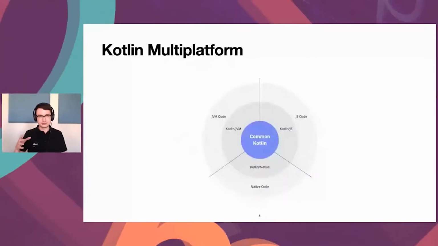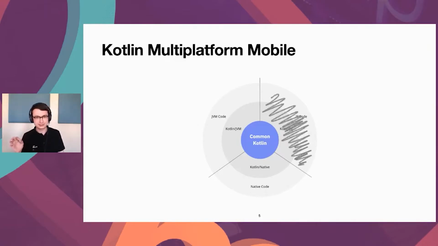Kotlin Multiplatform is a technology which allows you to share the same Kotlin code between different platforms. Currently, we have 3 platforms: JVM, JavaScript, and Kotlin Native. And if you just remove the JavaScript part, then you get Kotlin Multiplatform Mobile. So it's just called like that.